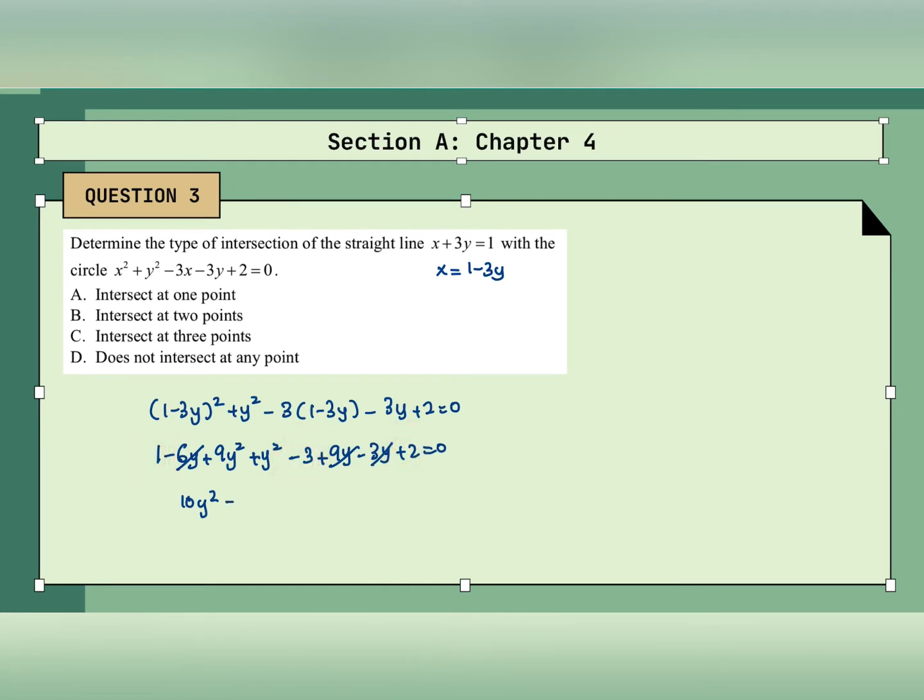So kita hanya ada 10y squared equals to 0. Maksudnya y kita hanya akan jadi kosong sahaja. Kamu dapat satu value sahaja, y automatic intersect at 1 point. Okay, so the answer is A. So kalau kamu dapat, kalau kat sini dia bagi kita 2 roots, so akan ada 2 points lah.